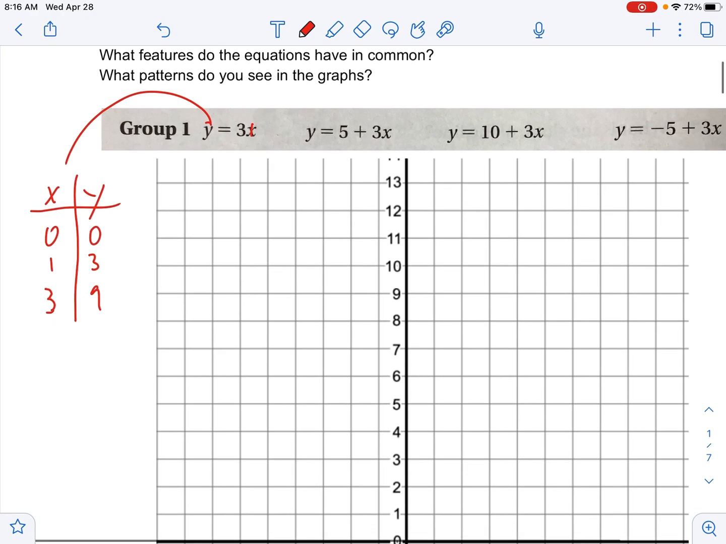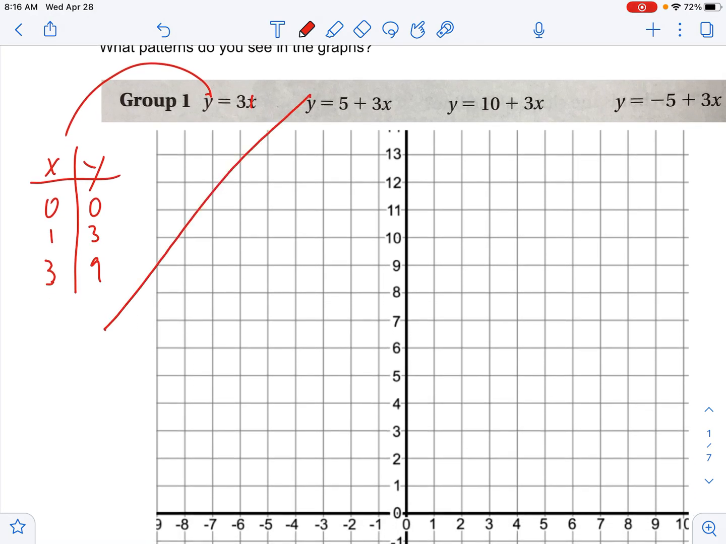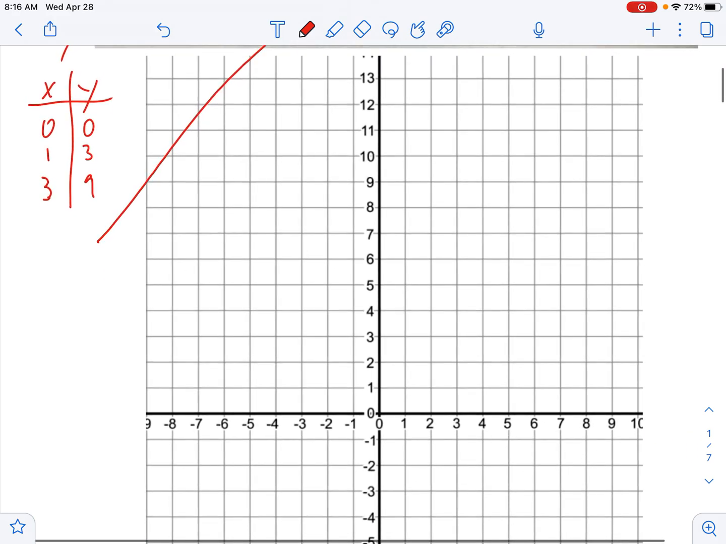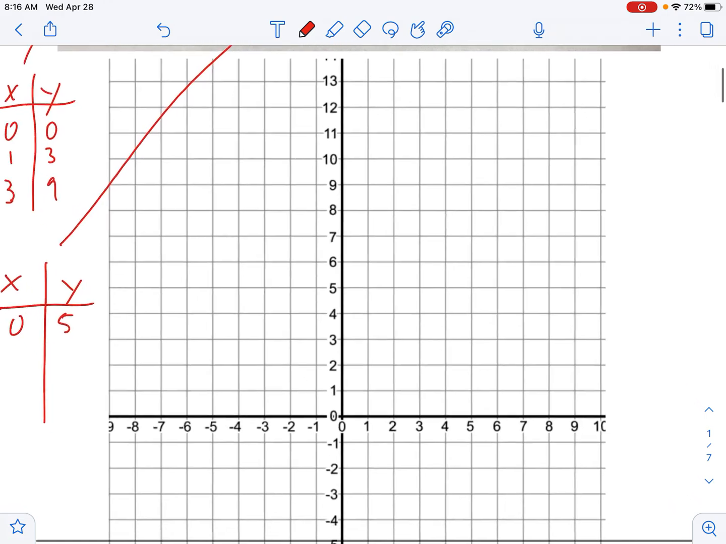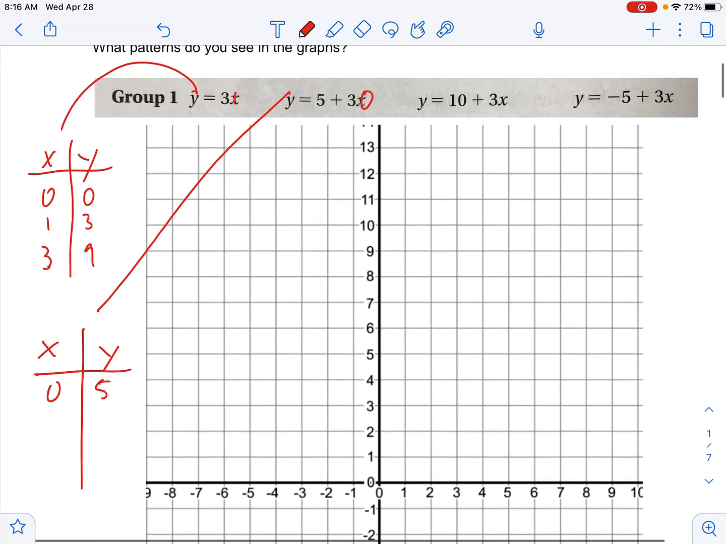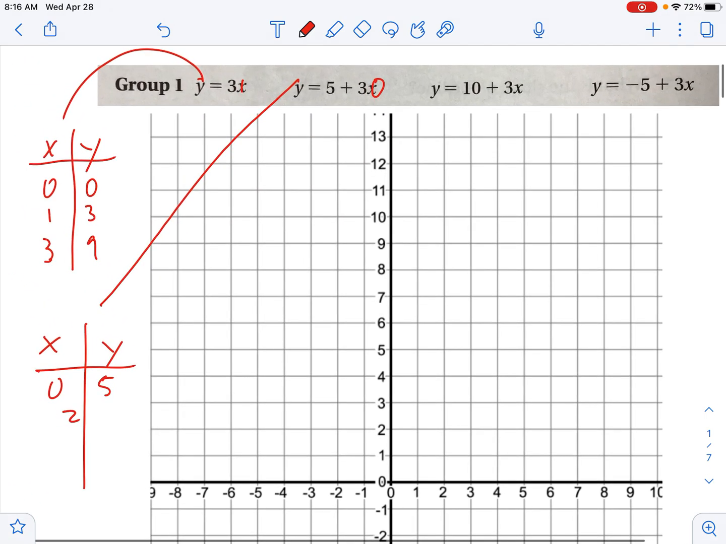So that's ready to plot, but I'm going to wait and do another T-chart. I'm going to build all my T-charts now. So x, y, or somebody might just call them a table. So let's do 0. So 3 times 0 is 0 plus 5 is 5. Okay, let's do 2. 3 times 2 is 6 plus 5 is 11.